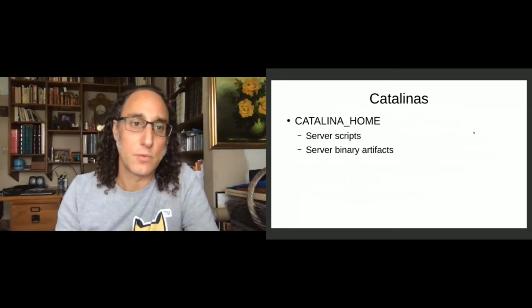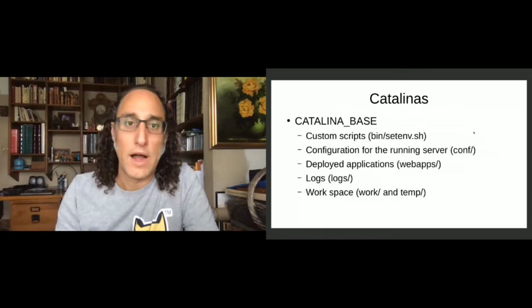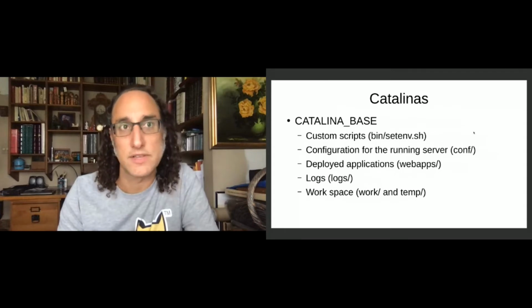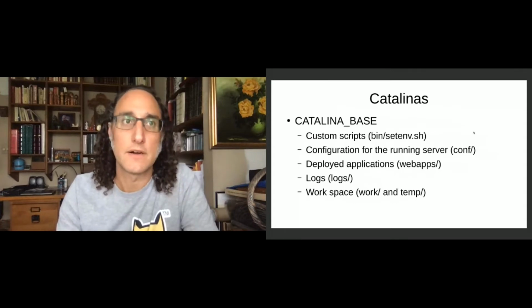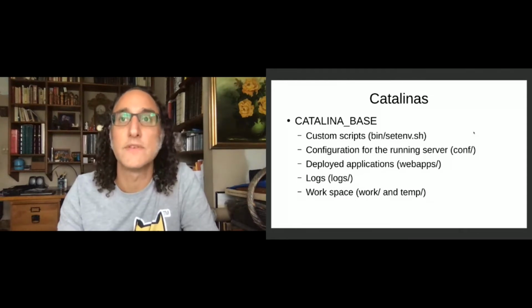CATALINA_HOME is where the server scripts and the binary artifacts live, while CATALINA_BASE has any custom scripts, the configuration for the server, the applications, the logs, and the workspace. That includes where generated class files for JSPs are, the work directory, which is where those go, and the temp directory. So if your application needs to write to disk for some reason and uses the servlet-specified temporary directory, that's where it will be for that application.